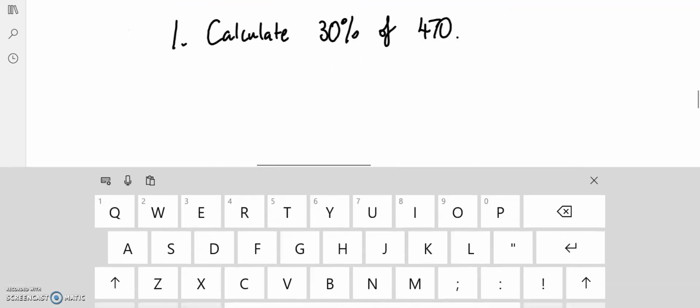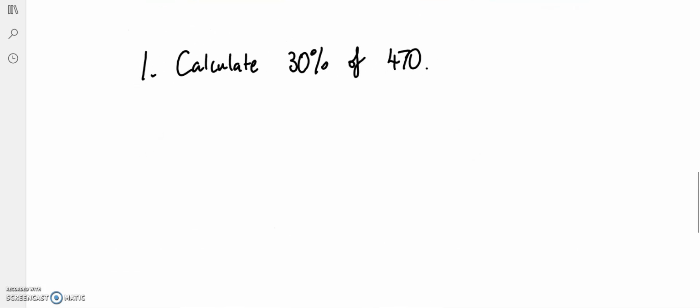Okay, so the first one we want to do is calculate 30% of 470. 470 is the whole amount, that's 100%. We want to figure out 30% of it. And 30% is not one of those values that we can do straight away. We need to figure it out. We need to build 30%.